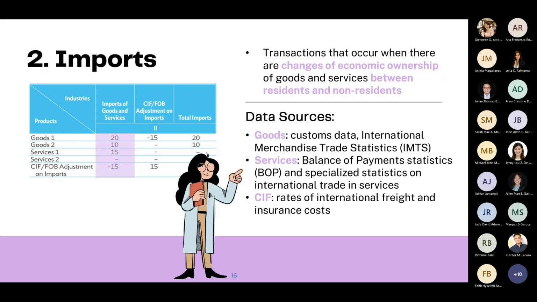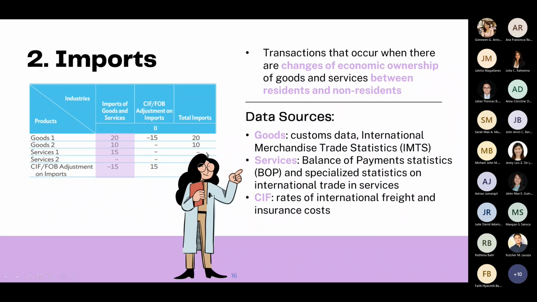And while the IMTS uses a CIF valuation for imports, the 2008 SNA and Balance of Payments Manual 6 use FOB. So that means that when we collect data on the imports of goods, we get them at CIF, but when we collect imports of services, we collect data at FOB prices. So that is why we need these adjustments here.